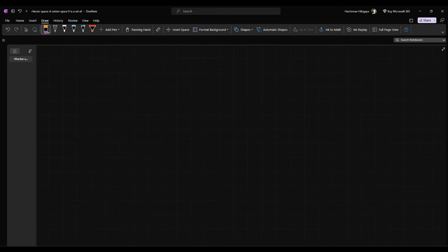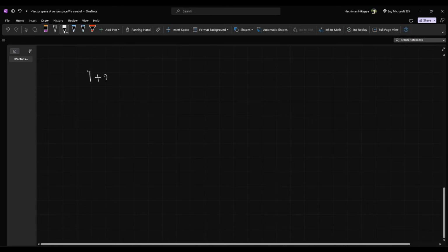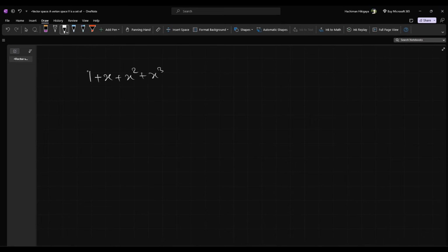A polynomial of degree n. Let's see, 1 plus x plus x cubed. Every polynomial of degree 3 — in general it's n, but I'm giving an example for just n equal to 3 — constitutes a vector space.